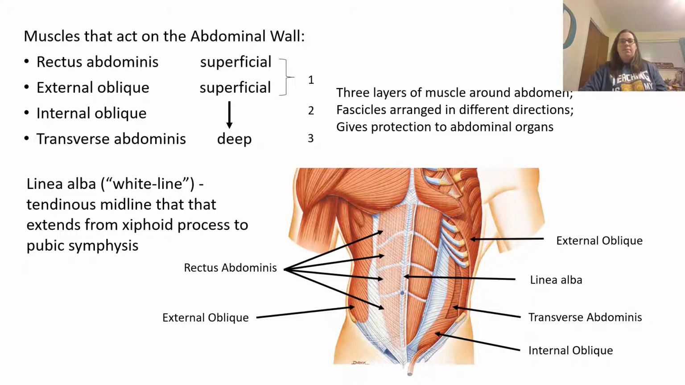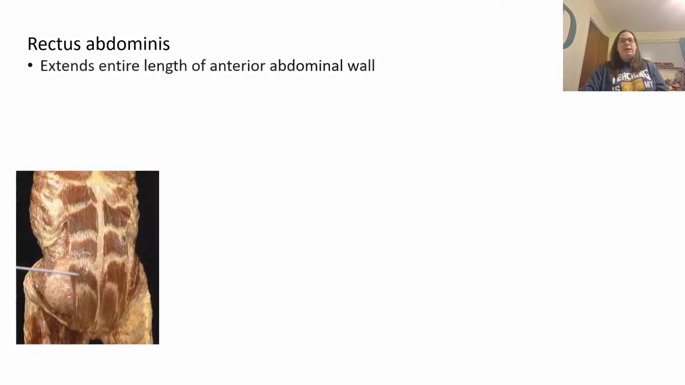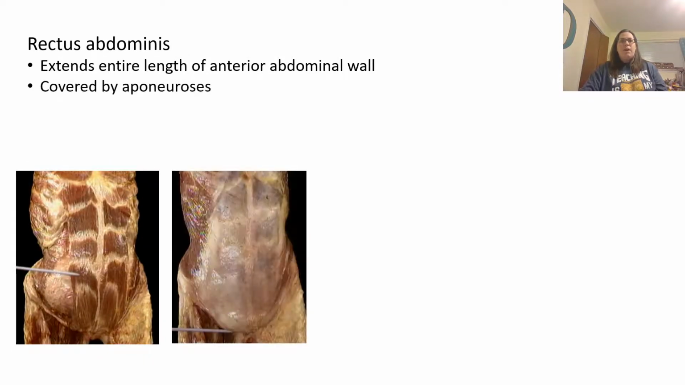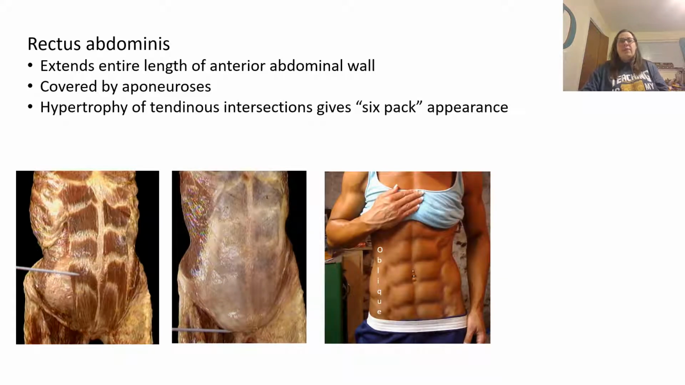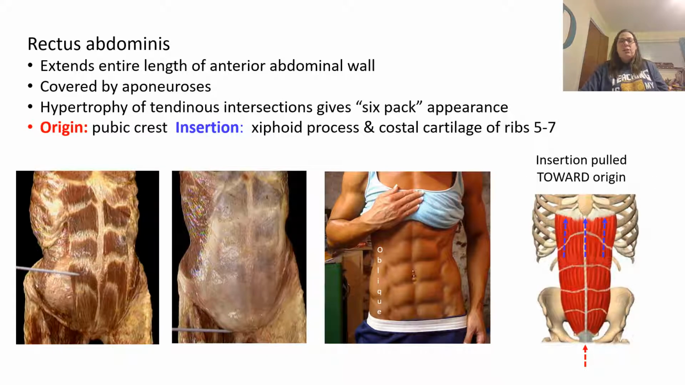These abdominal organs are protected by these multiple layers of muscle. With the rectus abdominis, guys, these extend the entire length of the anterior abdominal wall. They are covered by an aponeurosis. The hypertrophy of the tendinous intersections between the different parts of the rectus abdominis gives you the appearance of that 6-pack that we talk about. The origin is on the pubic crest and the insertion is on the xiphoid process, as well as the costal cartilage of ribs 5 through 7.